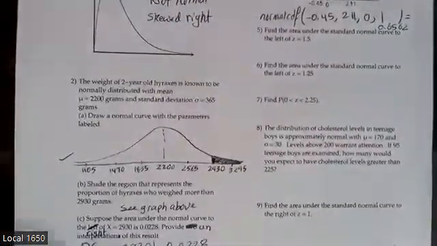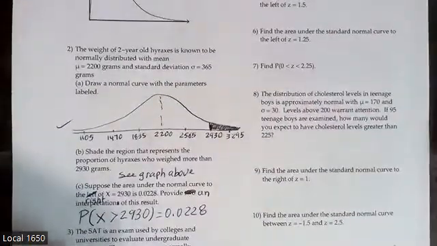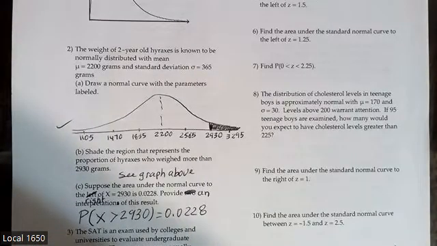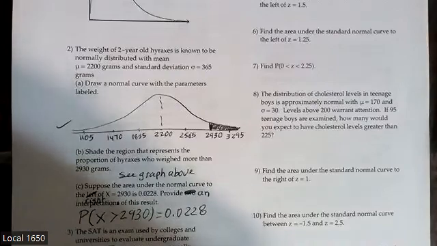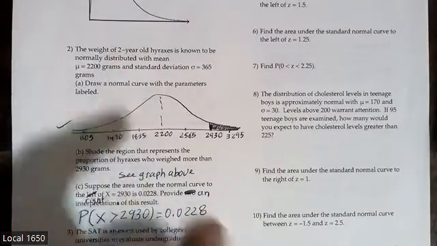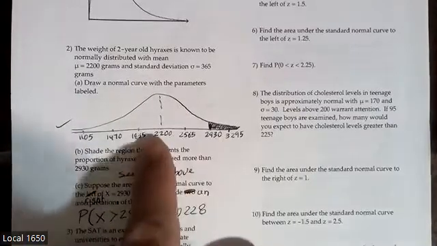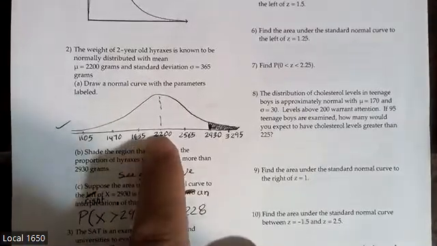Now let's look at the second question. The weight of 2-year-old Hyraxes is known to be normally distributed with a mean of 2,200 grams and standard deviation of 365. If I give you the mean and the standard deviation and ask you to select the normal curve that pertains to this mean and standard deviation, you want to select this one. Why? Because it has the mean, which is 2,200.